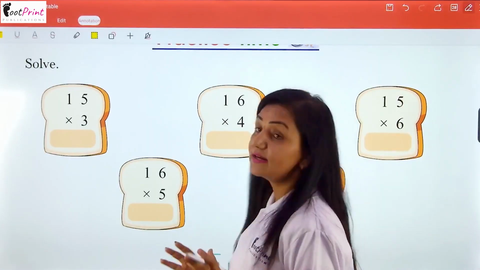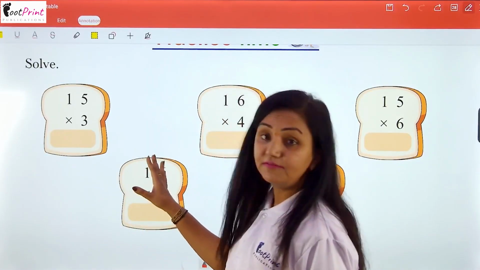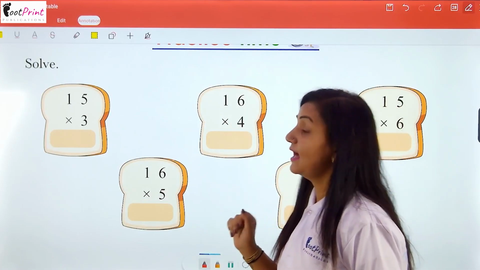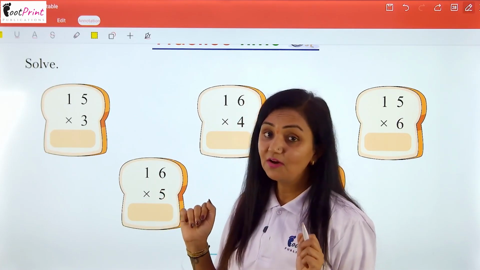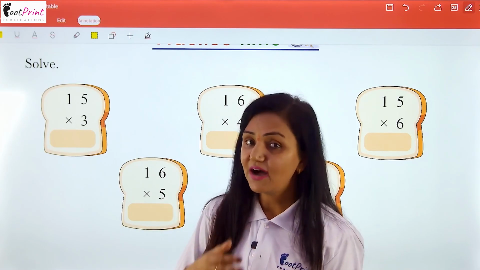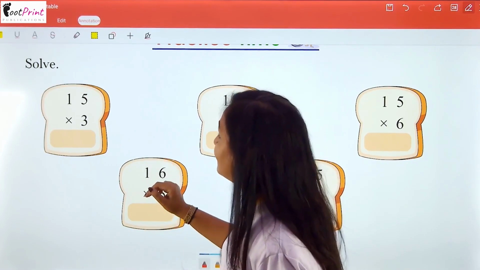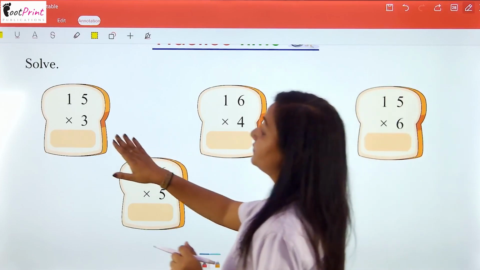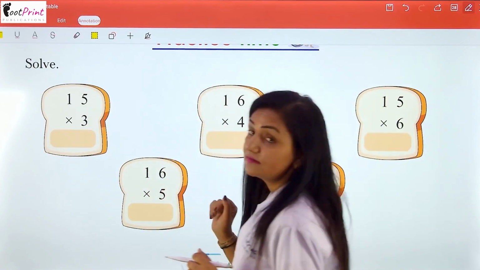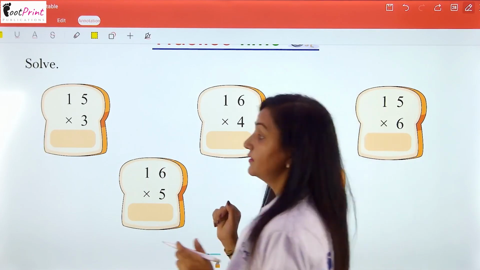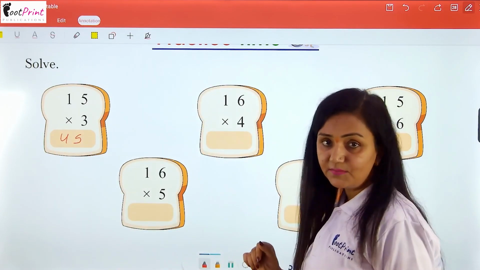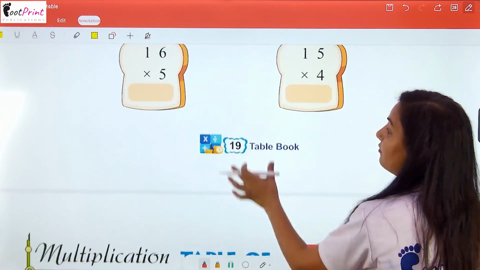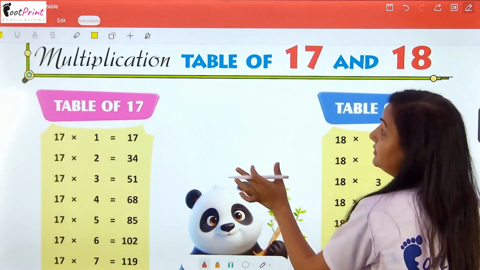Now we have the practice time in which we have to solve the given sums. But as I told you, it will be possible only when you keep on revising your table. Here we have to write 15 threes are, so it will be 45. 15 threes are 45. Clear? In the same way you will also solve the rest of the questions by yourself.